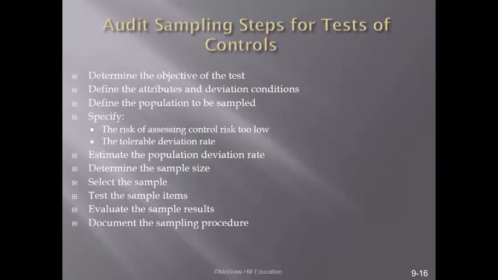Attribute sampling for tests of controls generally involves these steps. First, the auditor determines the objective of the test, defines the attributes and deviation conditions, and the population to be sampled. Next, the risk of assessing control risk too low and the tolerable deviation are specified. The auditor then estimates the expected population deviation rate and determines the sample size. The sample is selected, tested, and the results are evaluated. Last, the auditor documents the sampling procedure.